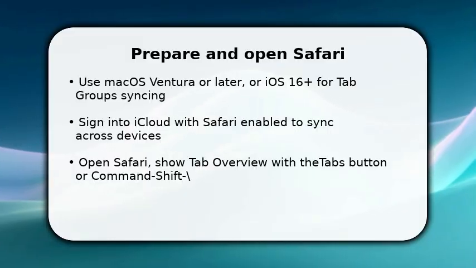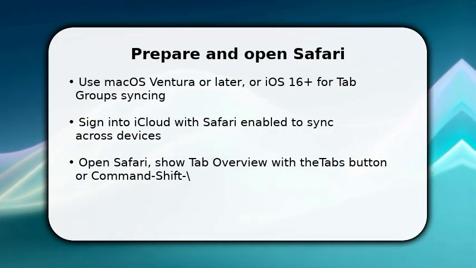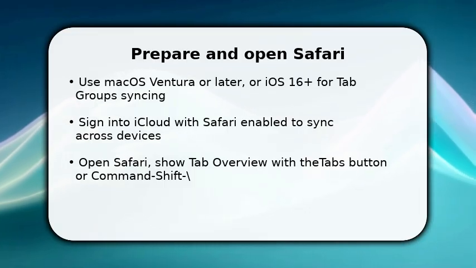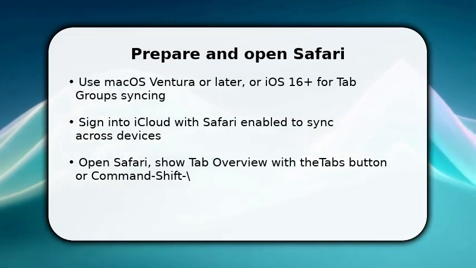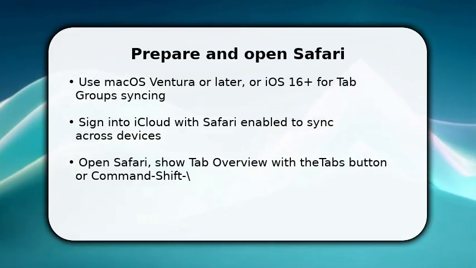You start by confirming iCloud Safari syncing and opening Safari now. First, sign into iCloud and enable Safari so your groups will sync. This matters if you want the same tabs everywhere. Once done, open Safari and enter Tab Overview using the Tabs button or Command-Shift-\ on Mac.